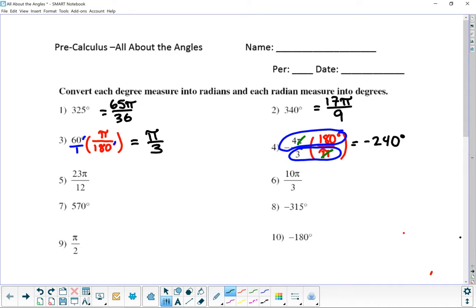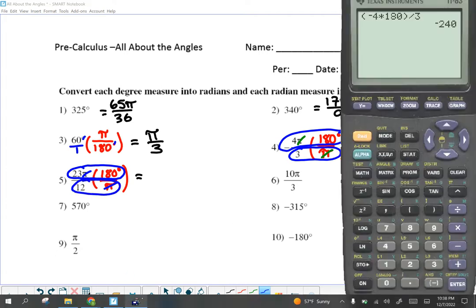Okay, that's it. Same thing here. I'm going to go ahead and multiply this by 180 degrees over pi. Again, the idea is that I want these pi's to cancel, so that way I don't have to worry about pi anymore. By doing this, all I have to worry about is figuring out what 23 times 180 degrees is, and then divide it by 12 on the bottom.